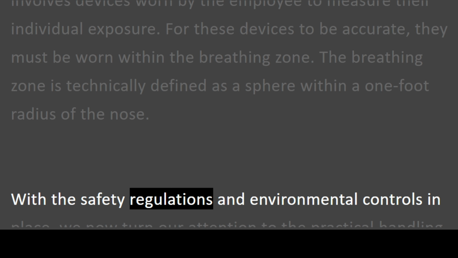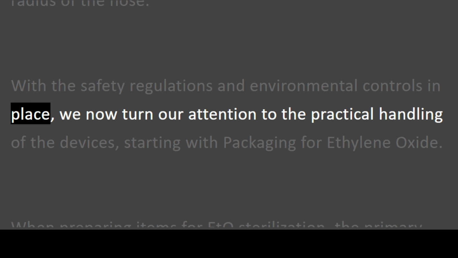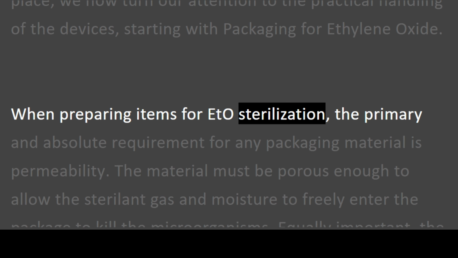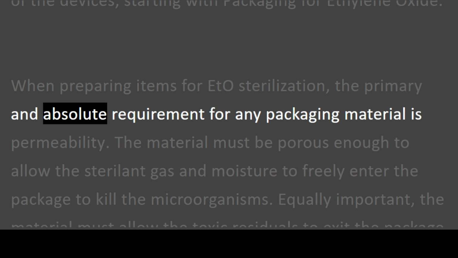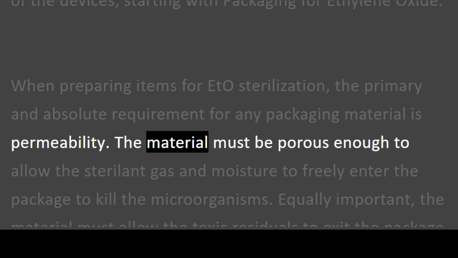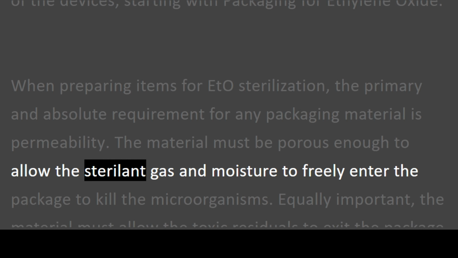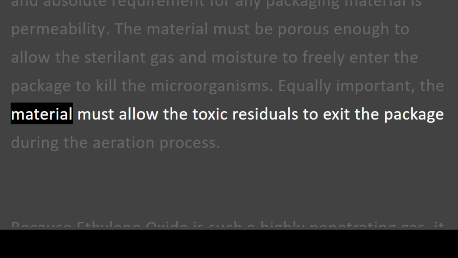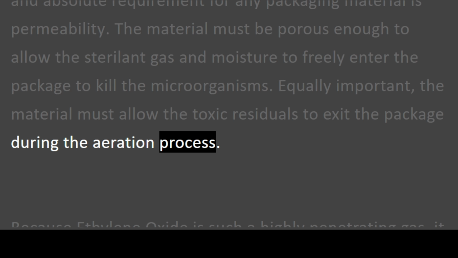With the safety regulations and environmental controls in place, we now turn our attention to the practical handling of the devices, starting with packaging for ethylene oxide. When preparing items for ETO sterilization, the primary and absolute requirement for any packaging material is permeability. The material must be porous enough to allow the sterilant gas and moisture to freely enter the package to kill the microorganisms. Equally important, the material must allow the toxic residuals to exit the package during the aeration process.